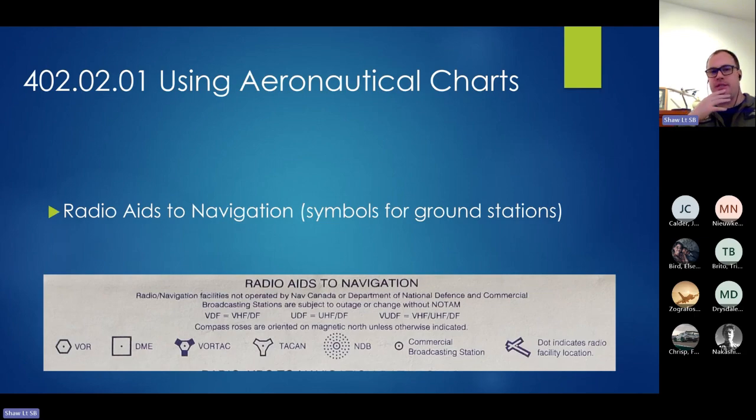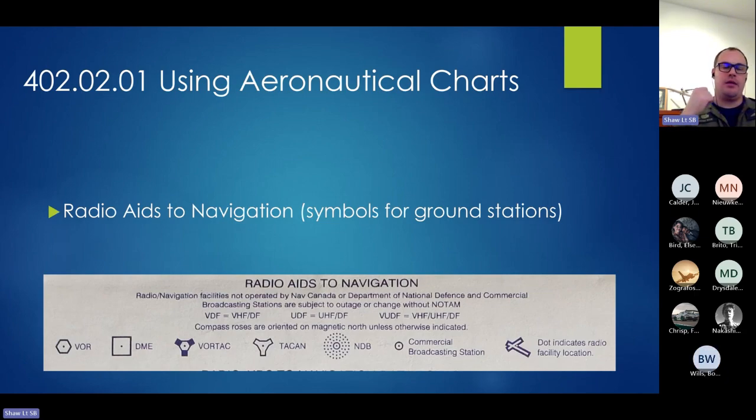A VORTAC combines a VOR and a TACAN. A TACAN is for military. Those are in use at military airports, so VORTAC combines the two. NDB, non-directional beacon, so that's kind of different than a VOR.